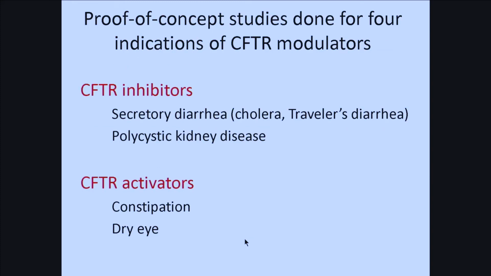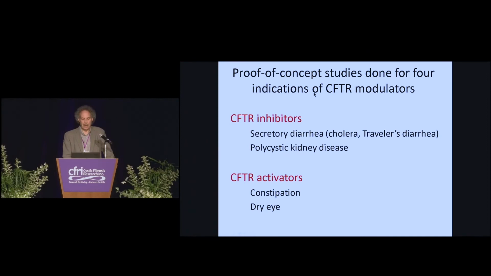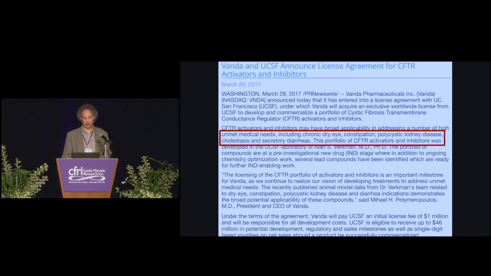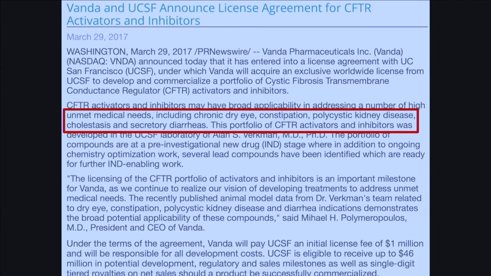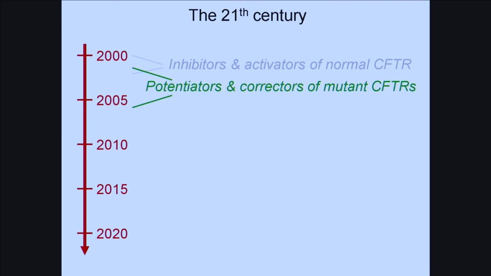So what we subsequently did is publish a series of papers showing proof of concept for diarrhea, polycystic kidney disease, constipation, and dry eye. Based on this package of material, including optimized lead candidates for development, we approached a number of companies and ultimately signed a license agreement last year with Vanda Pharmaceuticals in Washington, D.C. to develop our whole portfolio of activators and inhibitors of wild-type CFTR for constipation, diarrhea, dry eye, and PKD. Now let's turn to what's relevant in CF, potentiators and correctors.